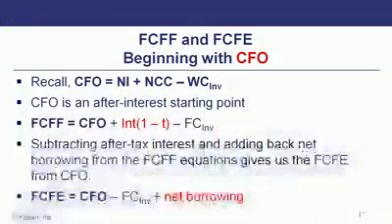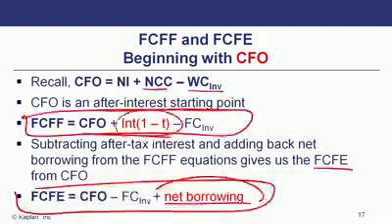is just cash flow from operations, subtract out any fixed capital investment or capital expenditures, and add back any net borrowing. So let's take a look how we did. To arrive at free cash flow to equity using cash flow from operations, I would just subtract out the capital expenditures and add back net borrowing.